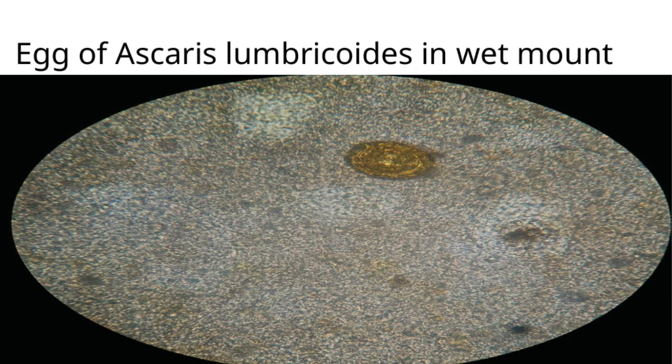Recognizing these features is crucial because Ascaris lumbricoides is a common intestinal parasite, and identifying its eggs accurately is essential for effective diagnosis and treatment. This slide highlights the importance of microscopic examination in parasitology and how specific morphological traits help us differentiate this parasite from others. Remember, the identification of such eggs under the microscope is fundamental in understanding and controlling parasitic infections.